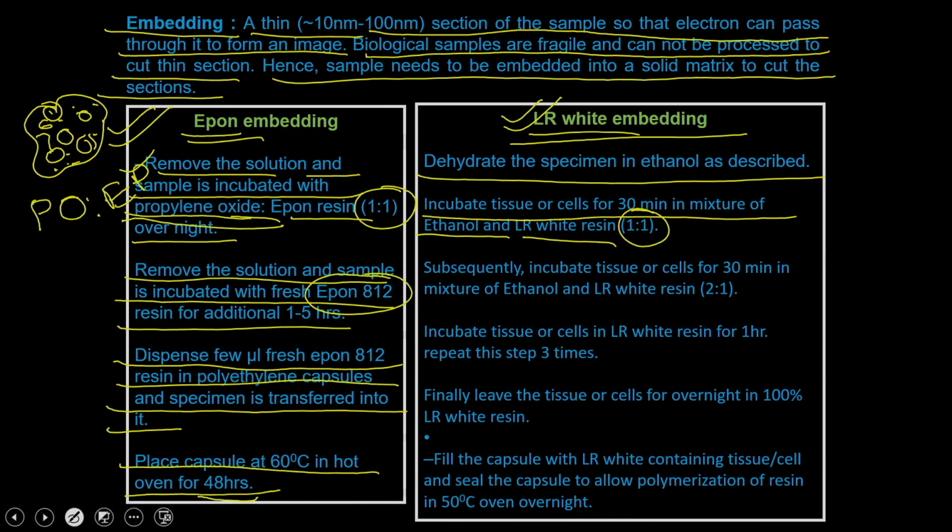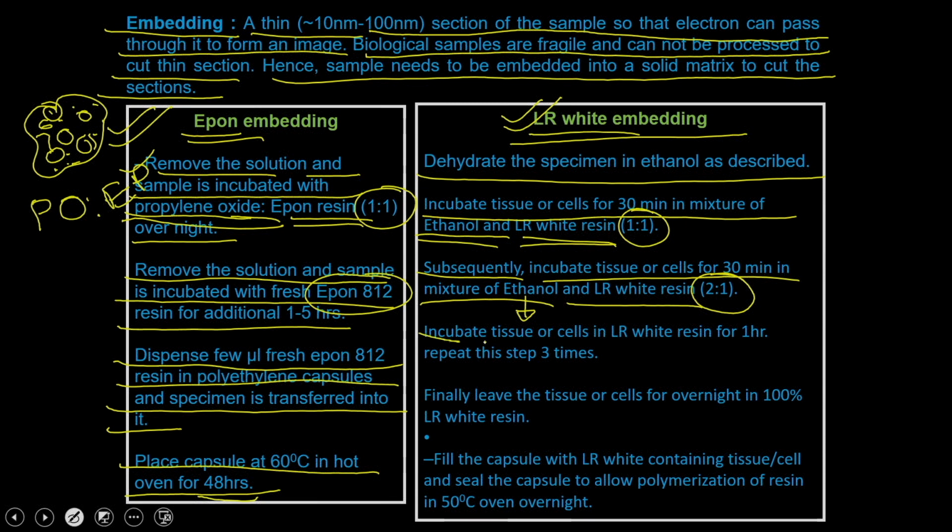In this case, we were using propylene oxide and epoxy resin; here you are using a 1:1 mixture of ethanol and LR white resin. Subsequently, you incubate the tissue or cell for 30 minutes in a 2:1 mixture of LR white resin and ethanol, which means you have reduced the concentration of the alcohol and you are increasing the concentration of LR white.